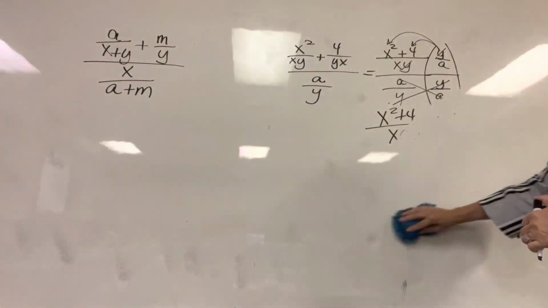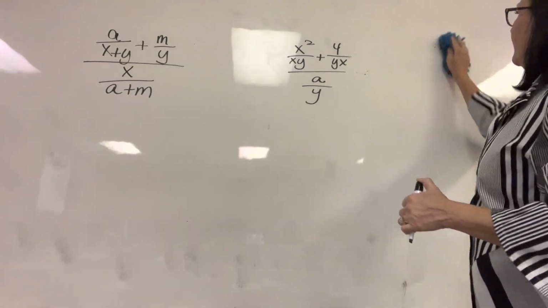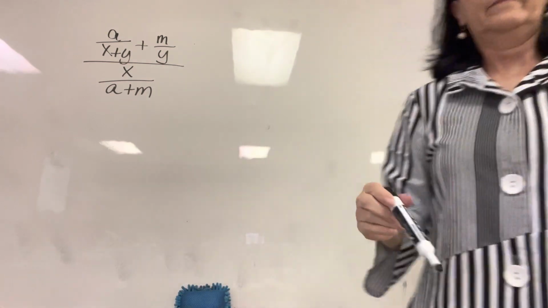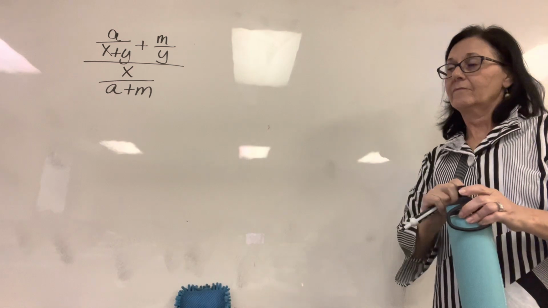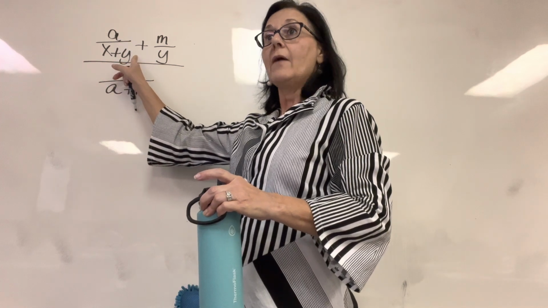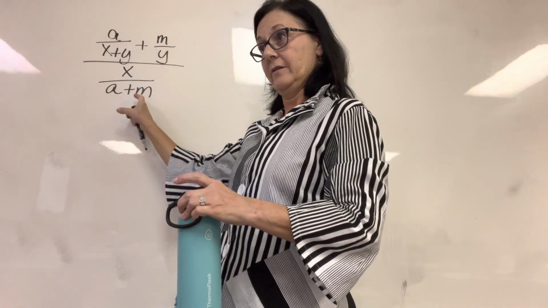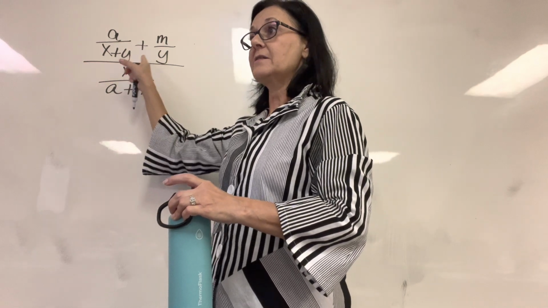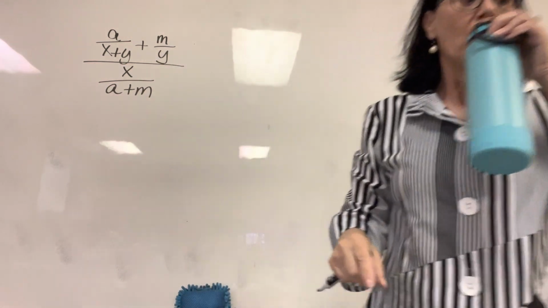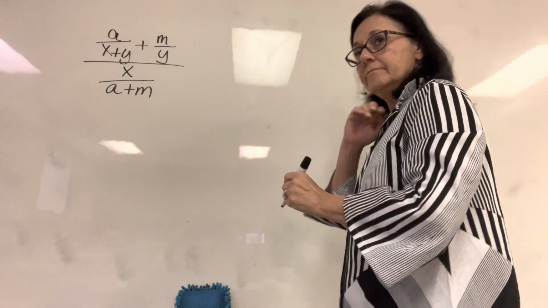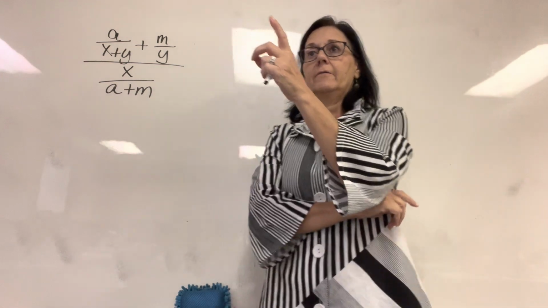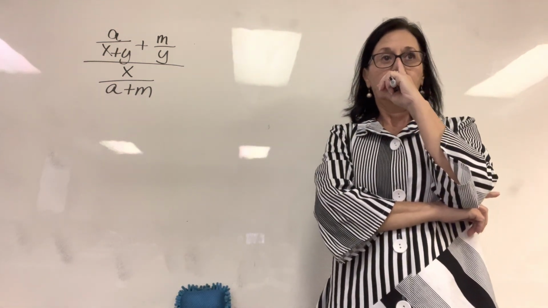Where am I going to begin, Sarah? What do you think? Well, I have something added in the numerator, 2 fractions added. So I want a fraction over a fraction. I don't want this. I'm going to make a common denominator in the top. Jaden, what am I going to do? I'm going to multiply x plus y over x plus y to the second term, and then y over y to the first term. What's going to be my common denominator? It's going to be y times x plus y.